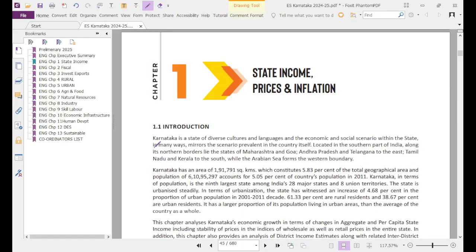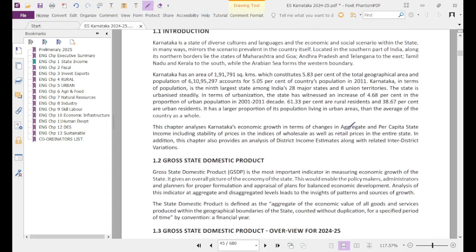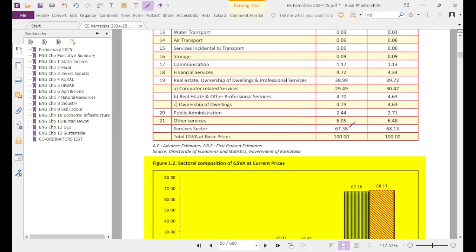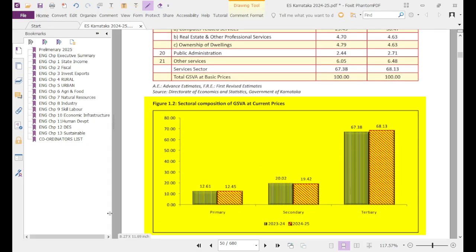Now we will go a little faster because the document is quite huge. It's around 700 pages, so we will pass through quickly. Okay, state income, rent, prices, and inflation. There are very detailed things, and we don't want to go very deep. At the same time, you can see we are growing sustainably in the primary, secondary and service sectors. 68% of the share is from the service sector, around 20% from the secondary sector, and around 10 to 15% from the primary sector.